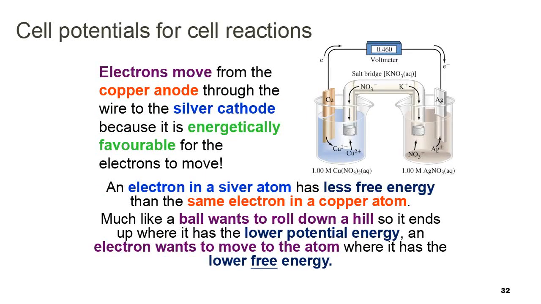Let's now dive into cell potentials for cell reactions. Electrons move from the copper anode through the wire to the silver cathode because it is energetically favorable for the electrons to move. Note that an electron in a silver atom has less free energy than the same electron in a copper atom. Much like a ball wants to roll down a hill, so it ends up where it has the lower potential energy, an electron wants to move to the atom where it has the lower free energy.